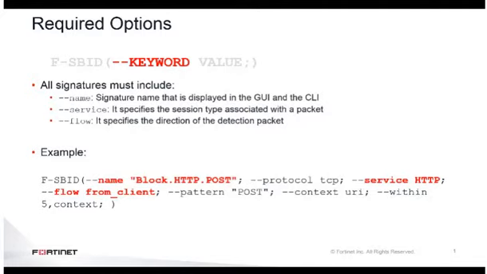The service option specifies the session type, such as HTTP, FTP. You can only use the service keyword once in a signature. If a signature has neither a service keyword nor a port keyword, it will be added to all service trees, including the unknown service tree. Similar to service option, the flow option can appear only once in the signature as it defines flow direction of the detection packet.